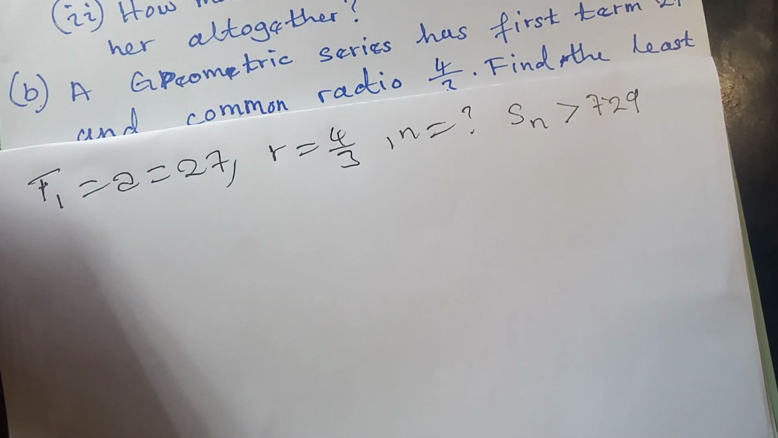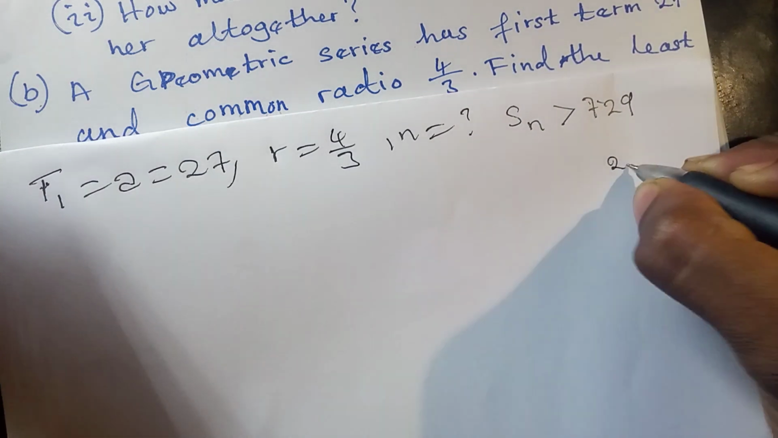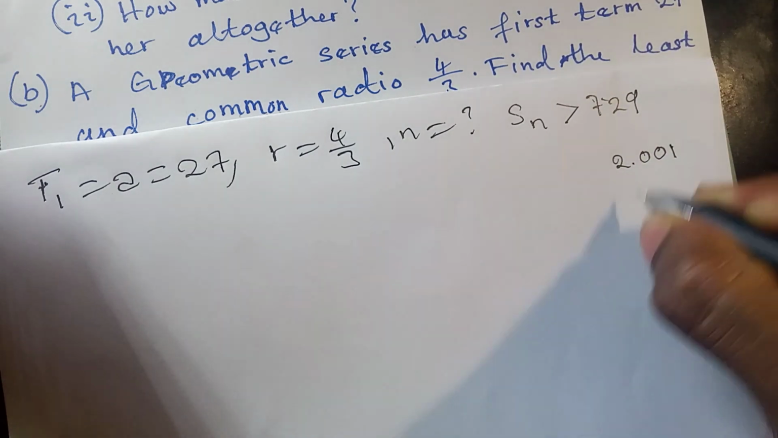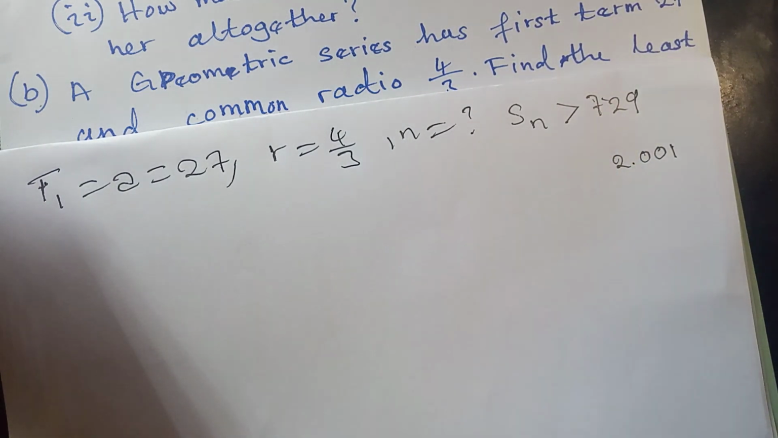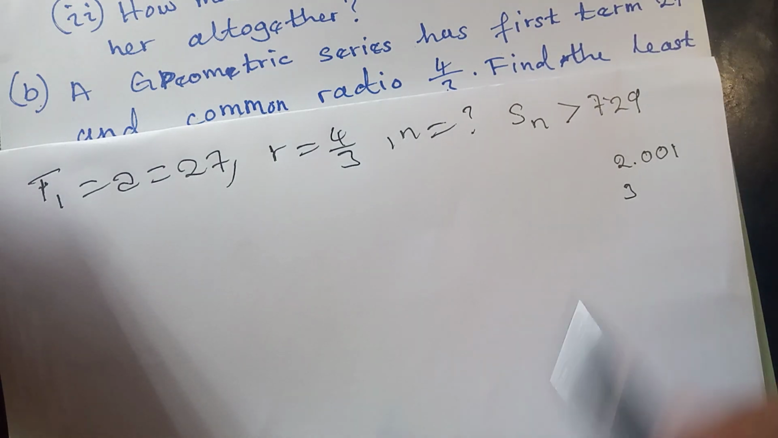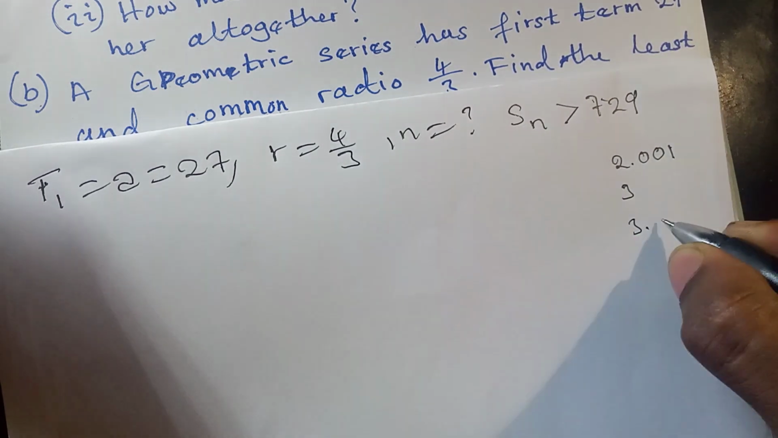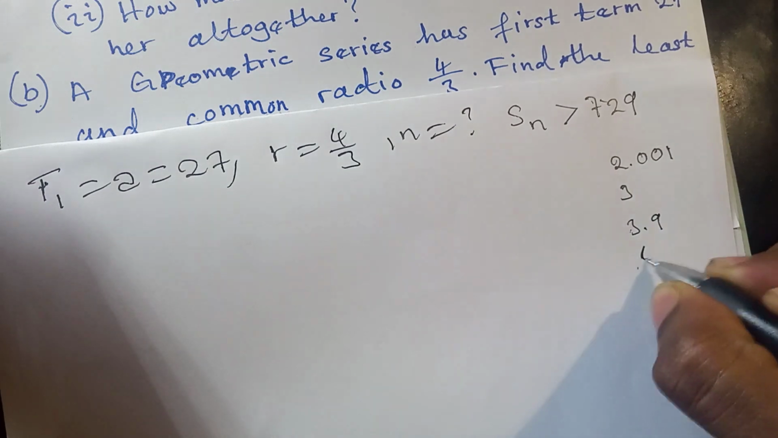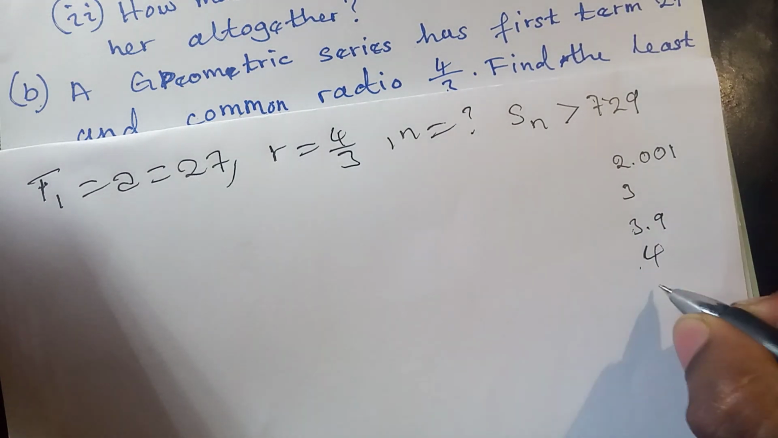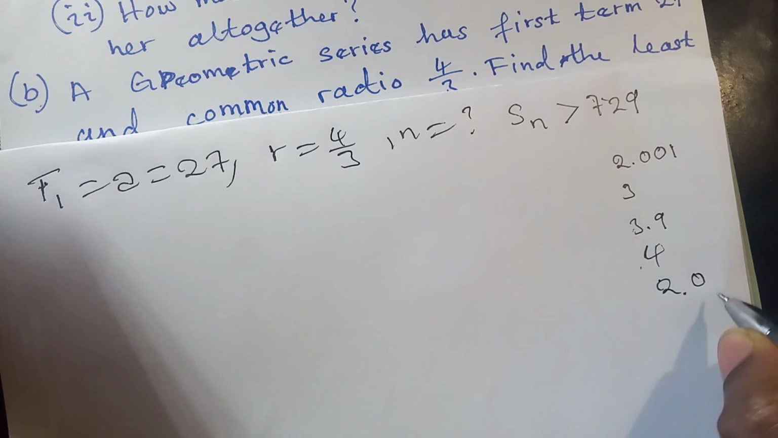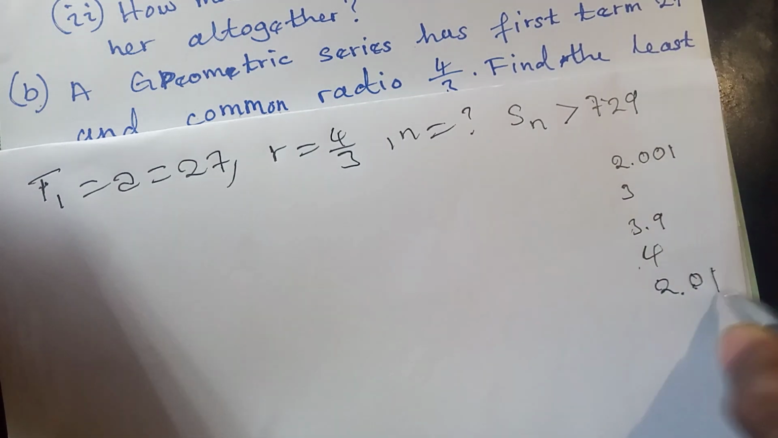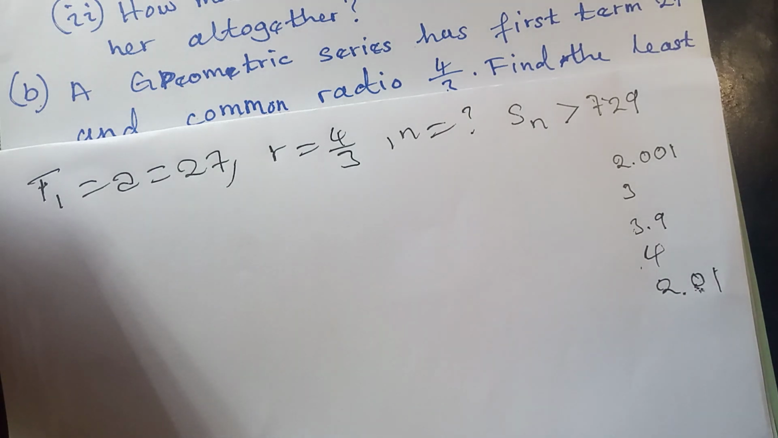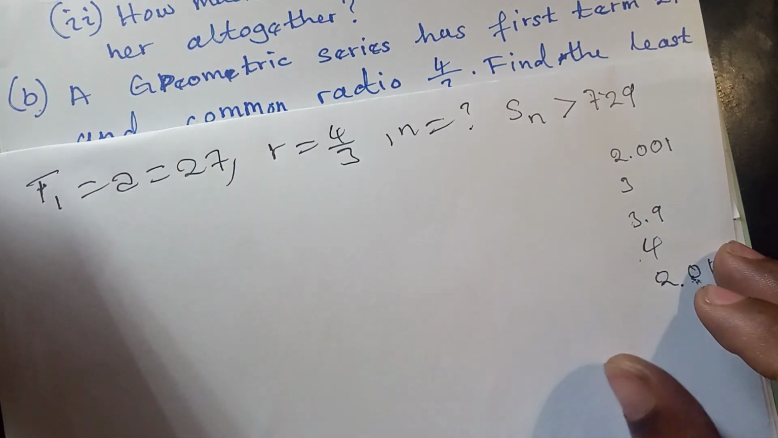So whatever you have, make sure you round it up. You don't just round it off. So let's say you have 2.001. You have to round it up to 3. You have 3.9. This rounds up to 4. As long as there is a point, maybe 0.1, regardless of how small this number is, you always round it up to the next natural number.